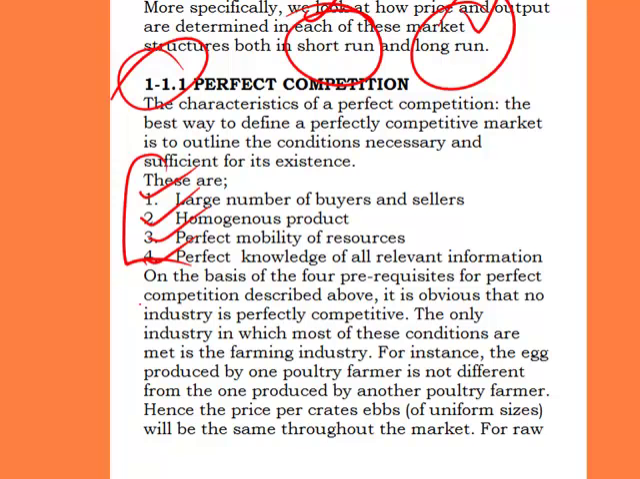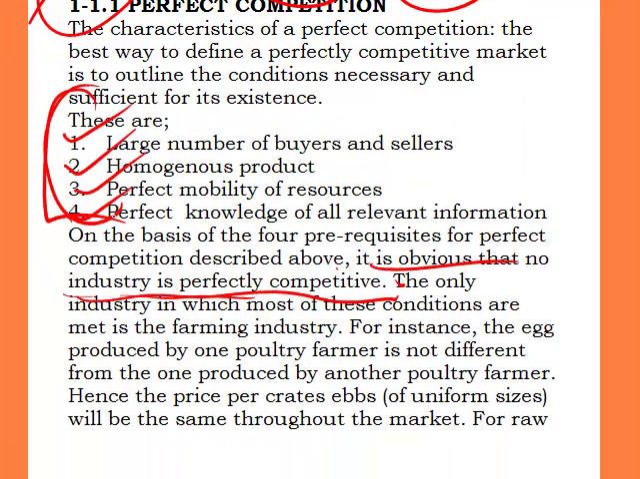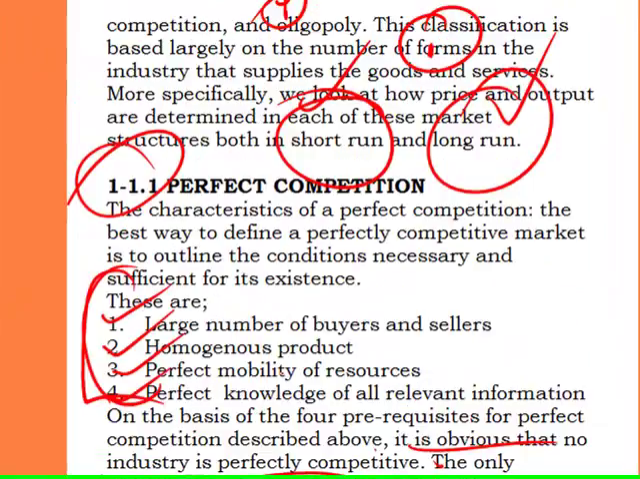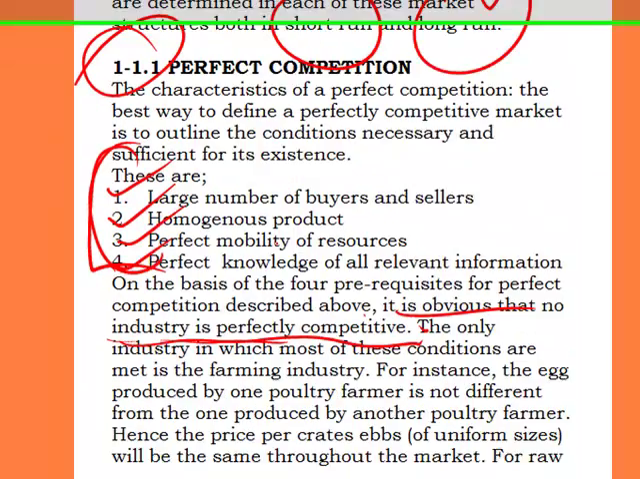On the basis of the four prerequisites for perfect competition described above, it is obvious that no industry is perfectly competitive. No industry can exhibit these four characteristics completely. So there is no perfectly competitive firm, because none of these firms can exhibit all four characteristics. Rather, you can still have a competitive firm that has some degree of these characteristics.